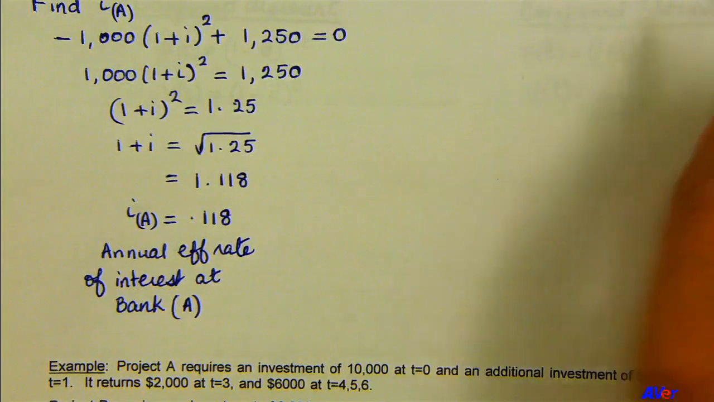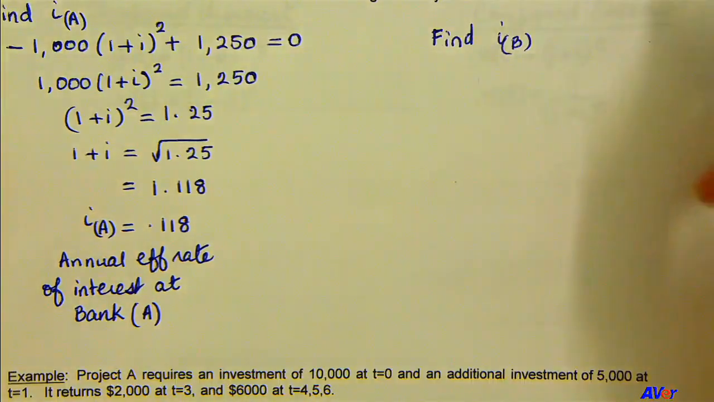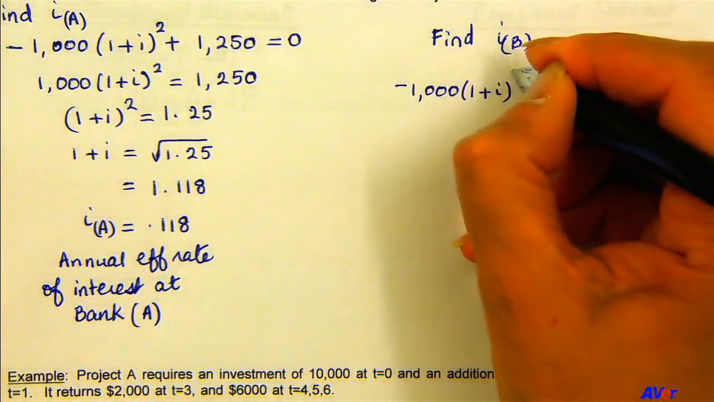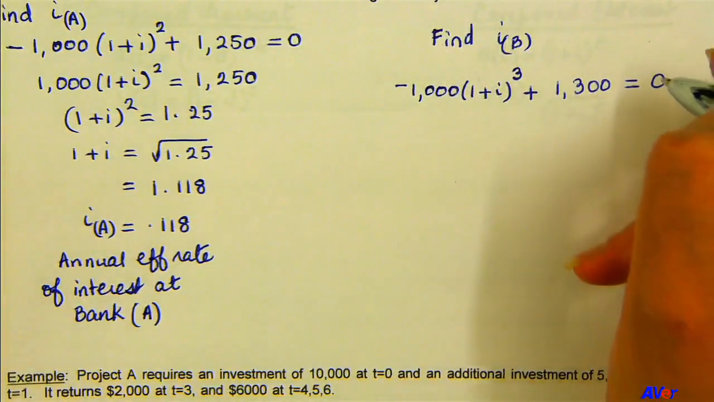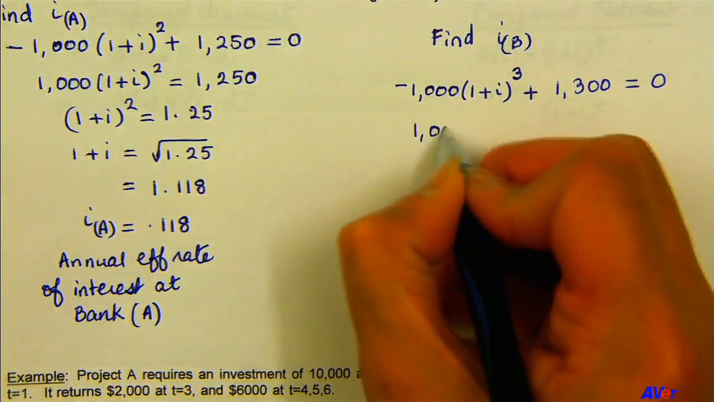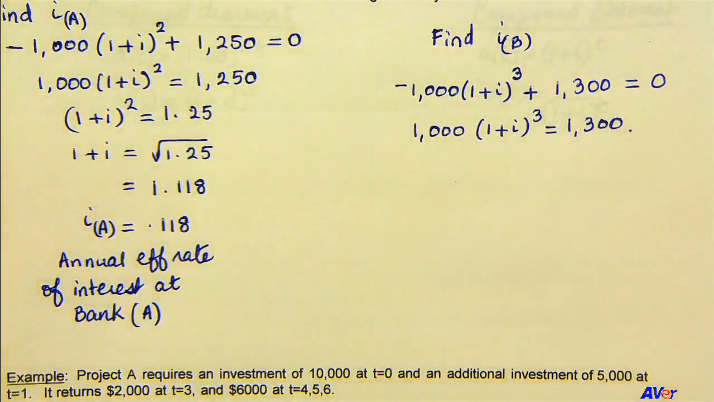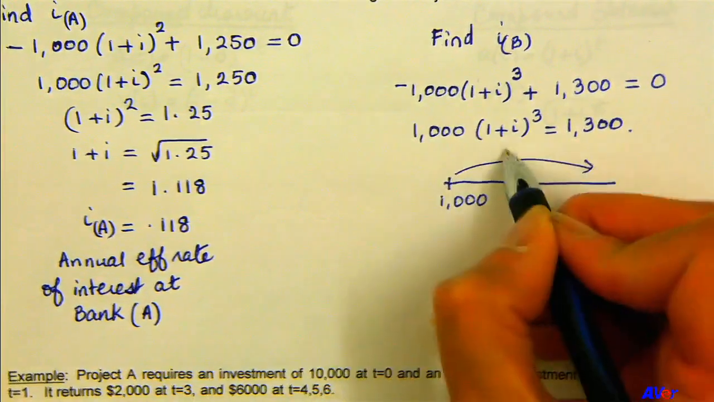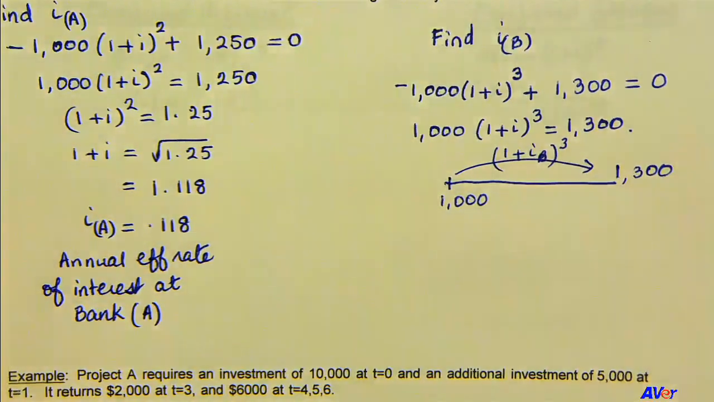Let's do the same thing for Bank B. Find IB. Minus 1,000, 1 plus I to the third power, plus 1,300 equals 0. In other words, 1,000 times 1 plus I to the 3 equals 1,300. So I'm taking this 1,000, I'm growing it at 1 plus IB to the third power, and I'm getting 1,300, and my job is to find IB. You get what I'm doing, right?